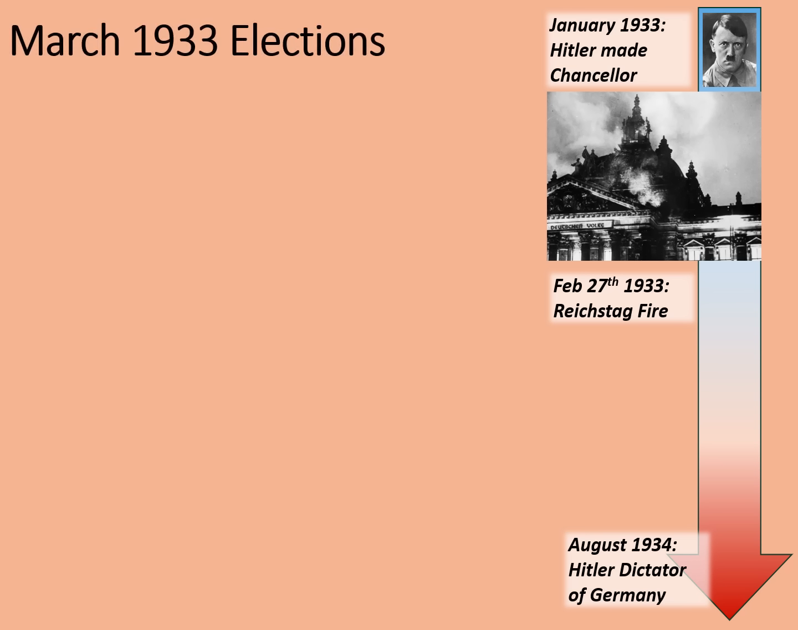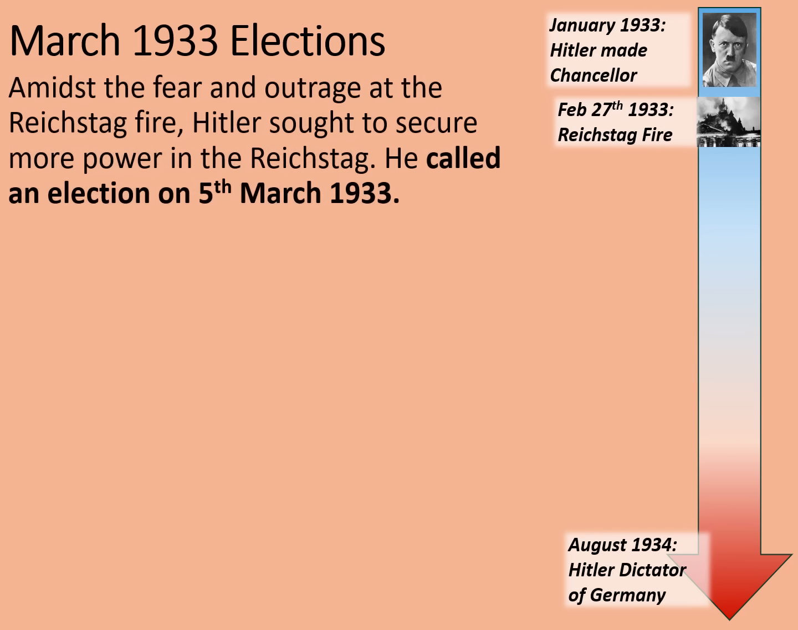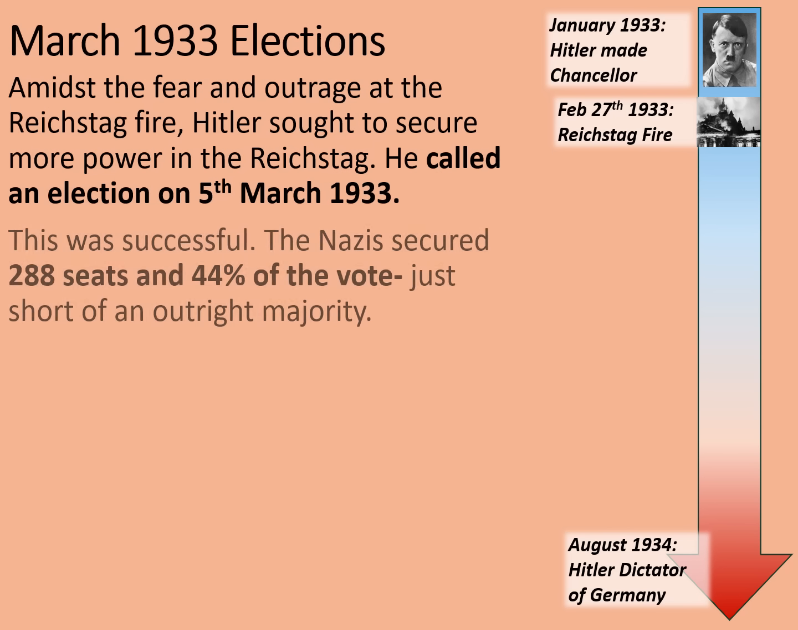The next key event was the March 1933 elections. Amidst the fear and outrage of the Reichstag fire, Hitler sought to secure more power in the Reichstag. He called an election on the 5th of March 1933, although it wasn't really a free election as there had been before. His strategy, though, was successful.